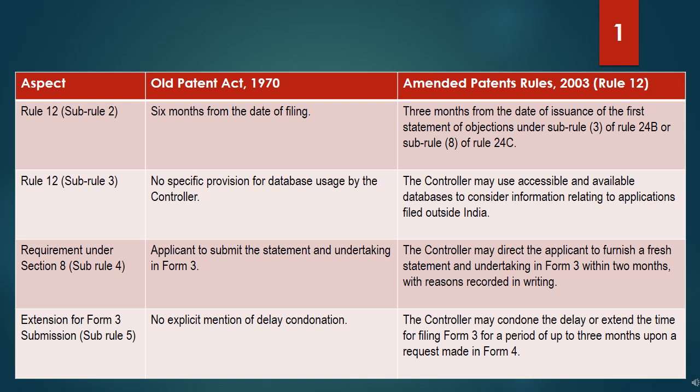Fourth one is condonation of delay. Sub-rule 5. According to new provision or amendment, even if the deadline for filing Form number 3 is missed, the controller can allow a 3-month extension if the applicant makes a formal request using or through Form number 4. This offers some flexibility to applicants who might miss the original deadlines.